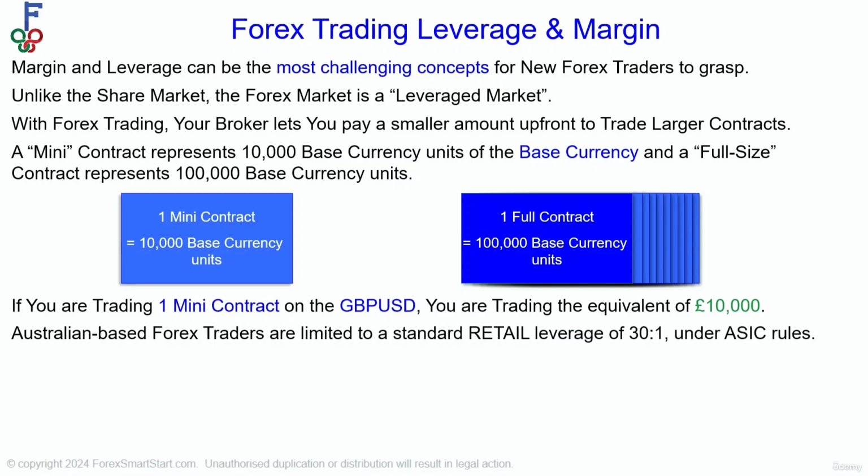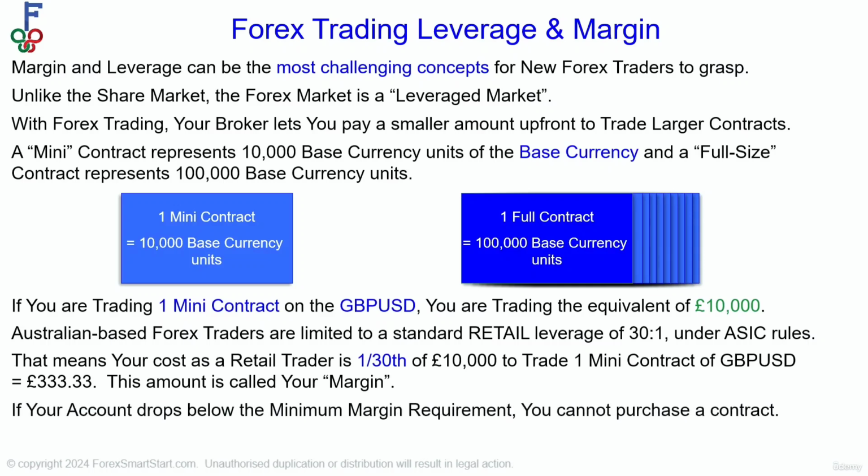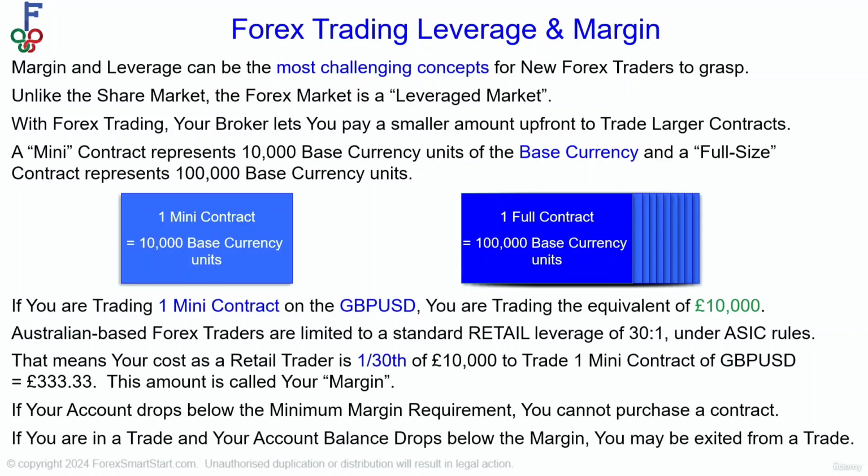Australian-based Forex traders are limited to a standard retail leverage of 30 to 1 under ASIC rules. That means your cost as a retail trader is 1/30th of 10,000 British pounds to trade one mini contract of GBP USD. This would equal £333.33. This amount is called your margin. If your account drops below the minimum margin requirement, you cannot purchase a contract. If you are in a trade and your account balance drops below the margin, you may be exited from a trade.